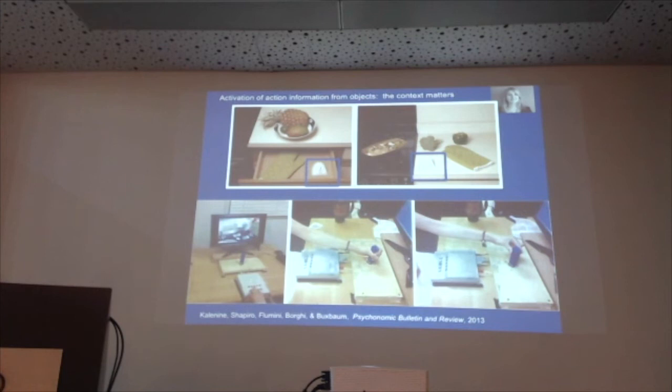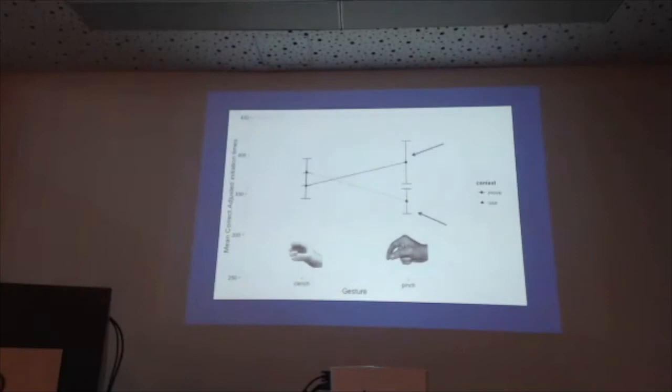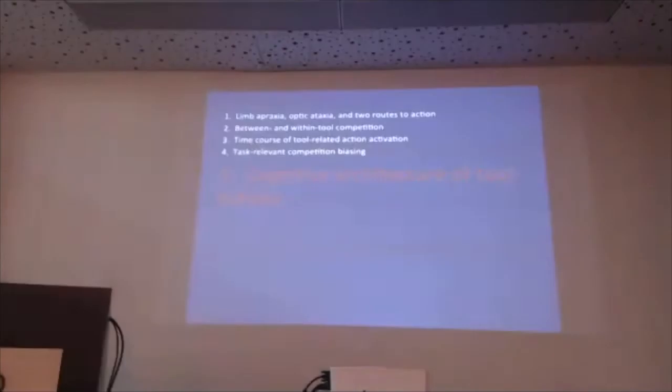So you see the scene, then a blue box would come around telling them to respond: is the object natural or manufactured? They responded via clench or pinch response. And we get a crossover of the Tucker and Ellis effect, where in the use context, where pinch is afforded by the objects, you're faster to pinch than to clench, and going the opposite direction for the clench actions. So we're beginning to be able to show that context influences these kinds of things.